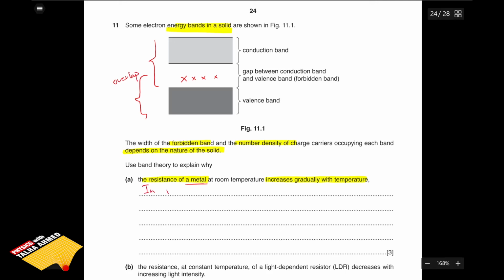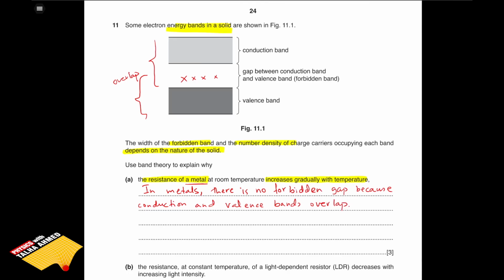Now they're saying that the width of the forbidden gap and the number density of the carriers in each of the bands depend on the properties of the material. So in part A, why does the resistance of a metal increase as its temperature increases? That's what we need to answer. For a metal, the first thing you need to realize is that they actually have no forbidden gap, because the conduction band and valence band overlap, so they are like one and the same. It's not like electrons are going to jump from the valence band into the conduction band and the number density is going to increase. No, it does not happen because they are overlapping, so they're basically just sharing electrons.